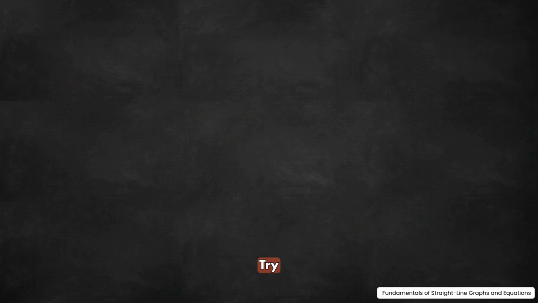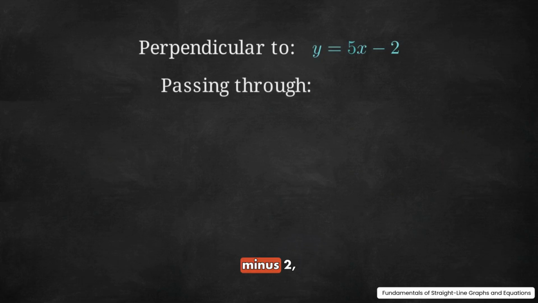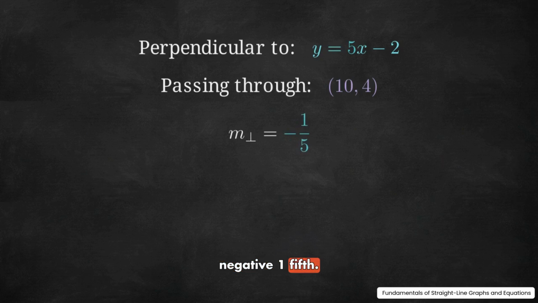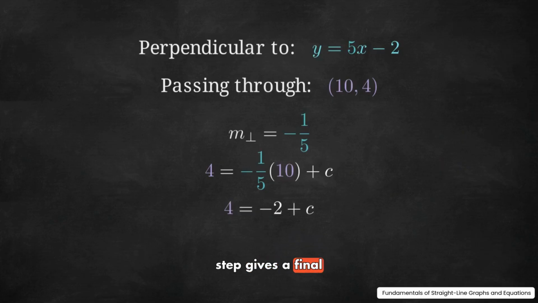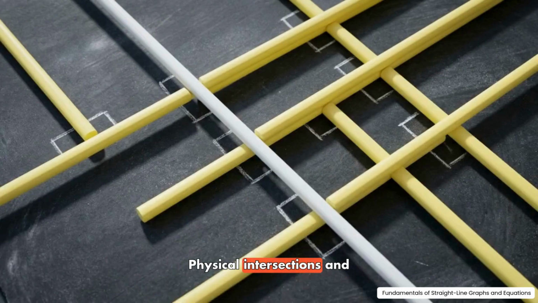Let's test this rule. Try to find the equation for a perpendicular line to y equals 5x minus 2, passing through the point 10, 4. First, take the original gradient of 5 and flip it to its negative reciprocal, -1/5. Then, substitute the coordinates 10 and 4 into y equals -1/5 x plus c. Solving this algebraic step gives a final equation of y equals -1/5 x plus 6. Physical intersections and parallel trajectories are fully determined by the underlying math of their gradients.